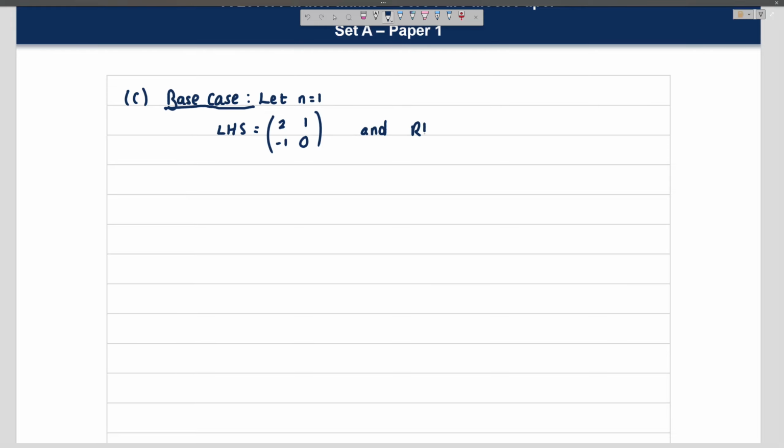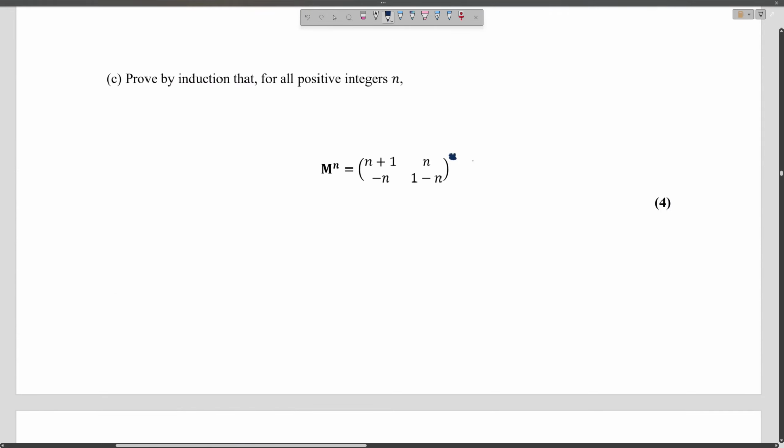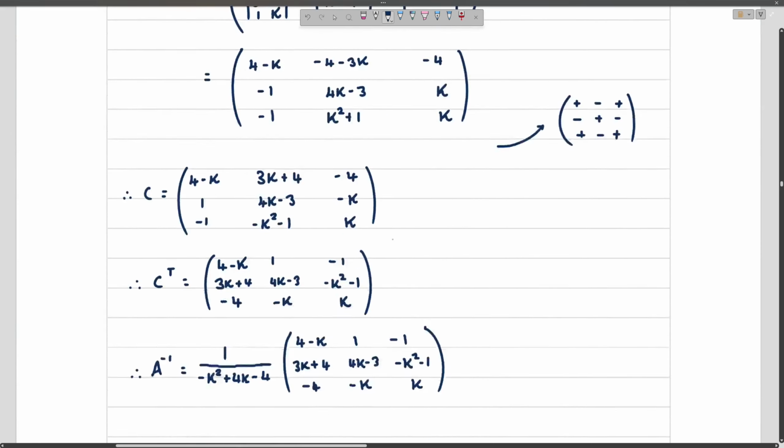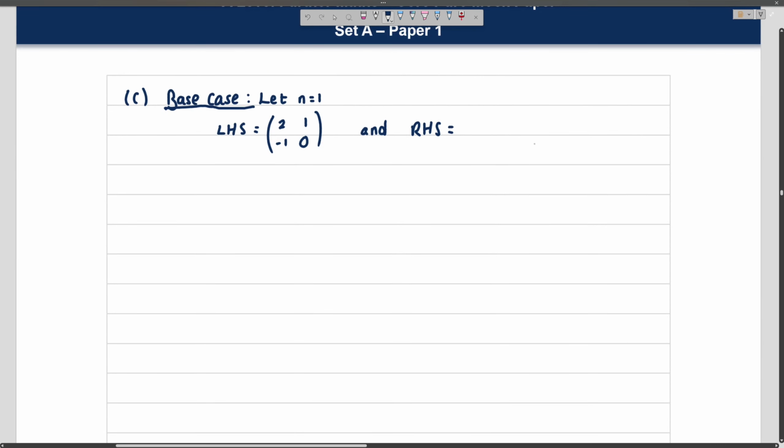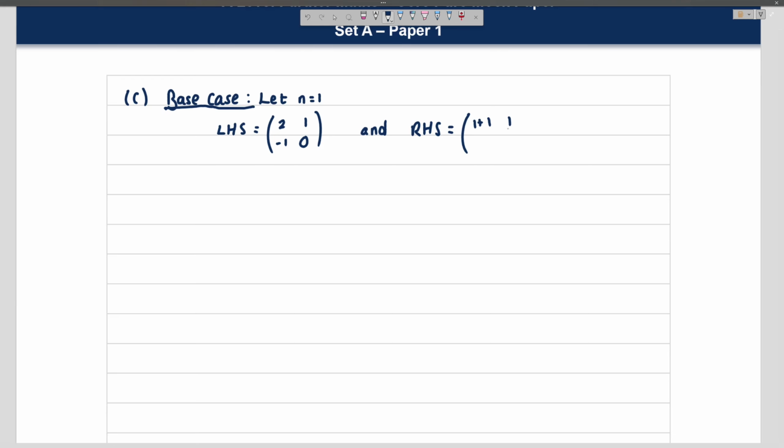And for the right-hand side here, what do we get then? So that's going to be 1 plus 1, which is 2, 1, minus 1, and 1, minus 1 there. So altogether here on the right-hand side, we get 1 plus 1, 1, minus 1, and 1, minus 1 there. And if we simplify this here, we get 2, 1, minus 1, and 0. And just notice here then, the left-hand side is equal to the right-hand side.